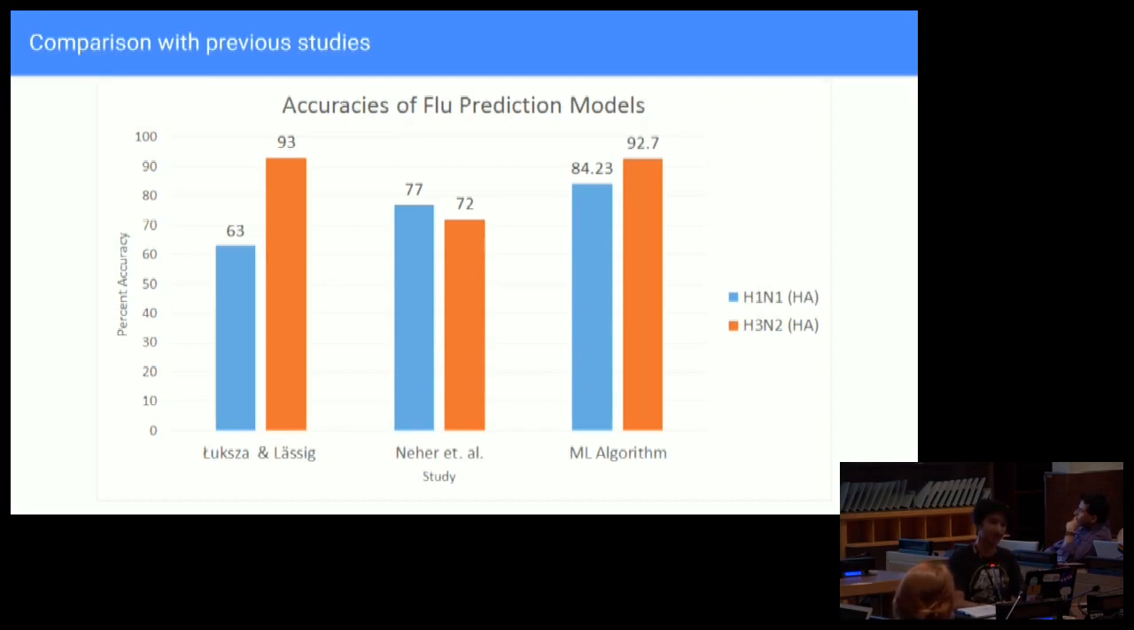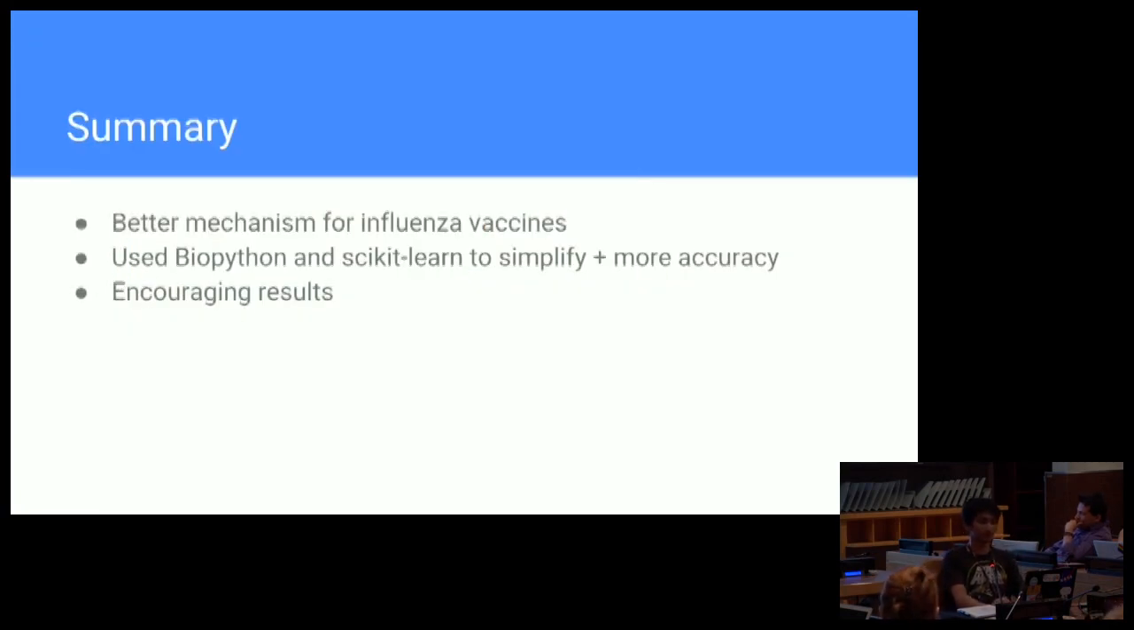So I compared my algorithm with two previous European studies. So this one right here is a German study, and this one is a study done in Spain, I believe. So both of these do not use machine learning. Rather, they just rely on formulas to predict how the flu will change in the coming years. And as you can see, the results look very encouraging.